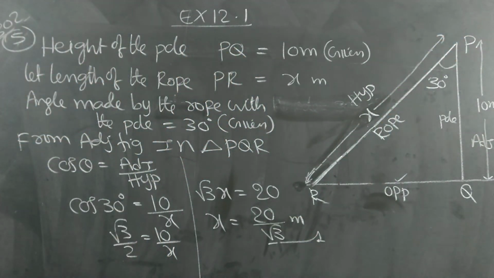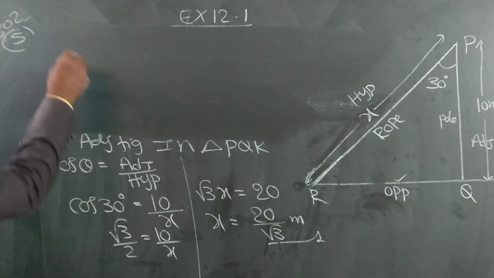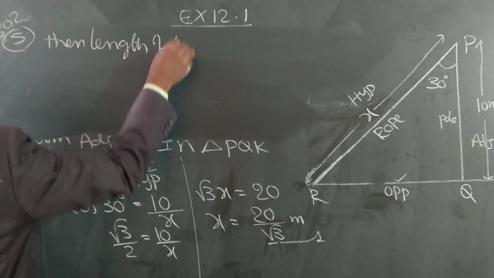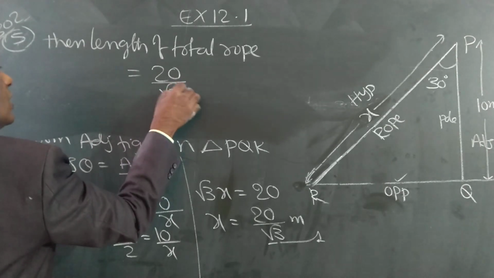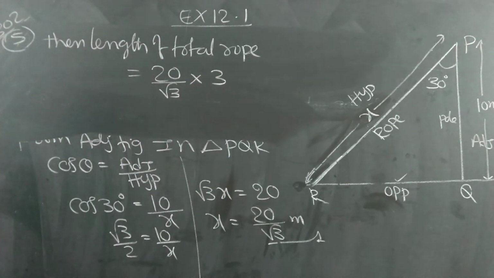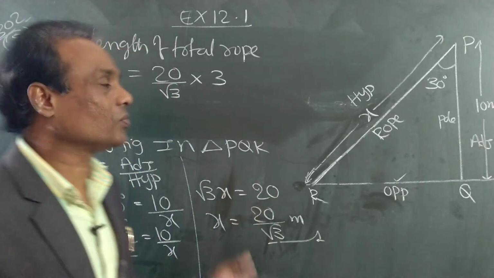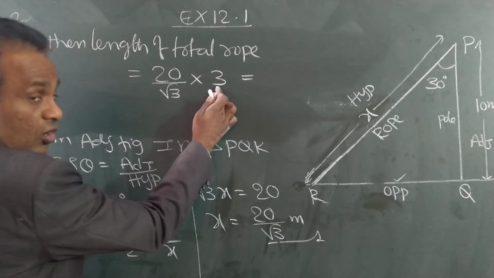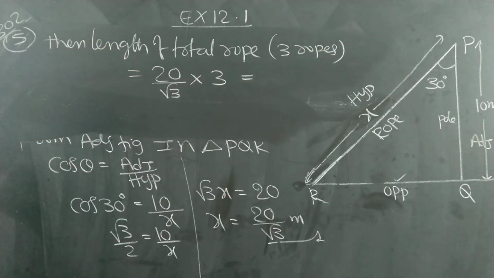Write down up to here. Then length of total rope is equal to 20 by root 3 into 3. This is one side rope only. Another side rope is there. Another side rope is there. How many total ropes? 3 ropes. So multiply with 3, because 3 ropes.